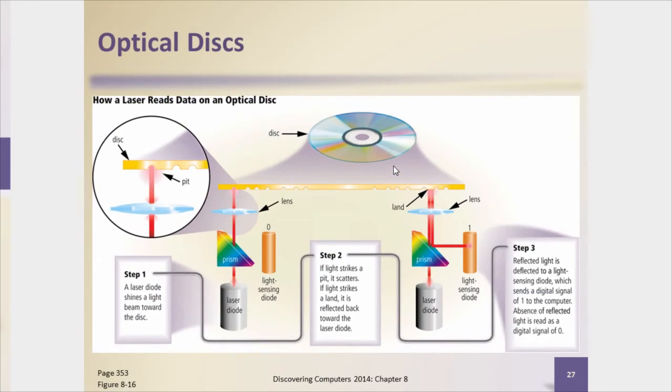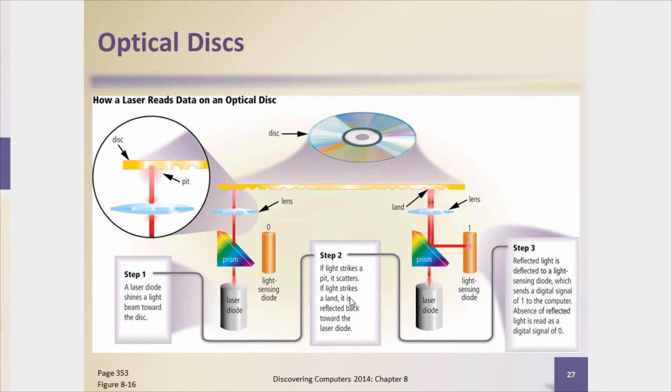So how are the ones and zeros represented when we're dealing with light? Well, we can't manipulate an optical disc magnetically the same way we do a hard disk. The way we do it with an optical disc is we create pits in the disc itself. The laser will go through and strike the disc, shining a light towards it. If it strikes a pit, the beam of the laser is going to scatter.